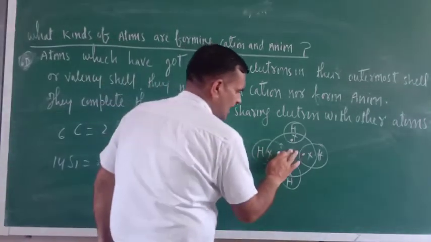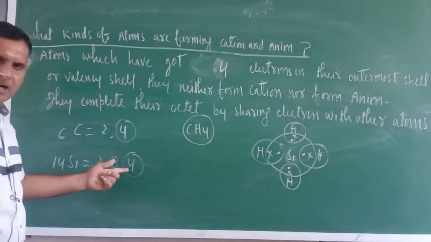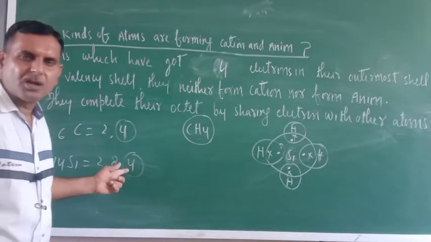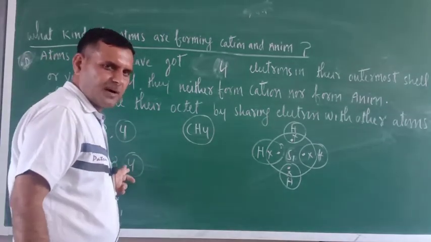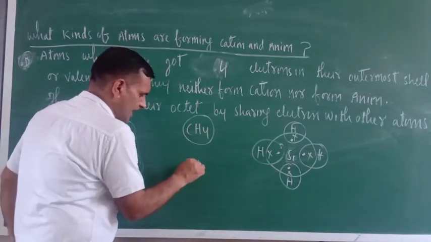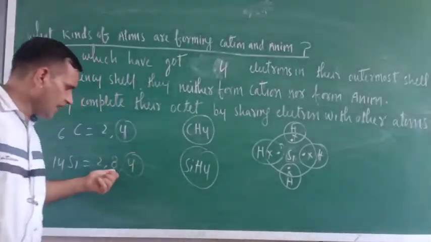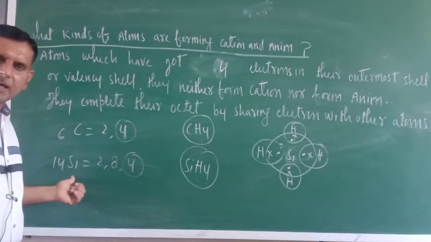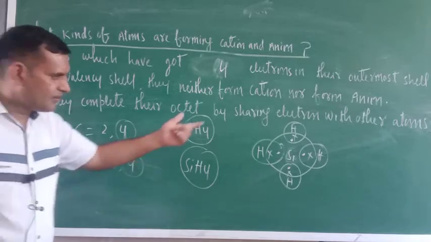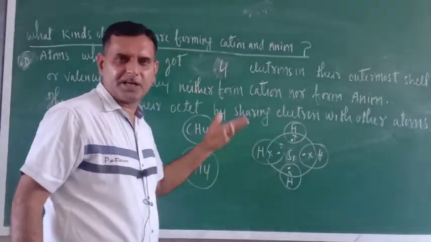Same way, suppose at the center silicon is there, so just see, only the outermost shell's electron takes part in chemical reaction. So suppose this is the compound SiH4, so its structure would be like that. This silicon will also not form cation as well as anion, it will share 4 electron with the other 4 hydrogen atoms and it will complete its octet.